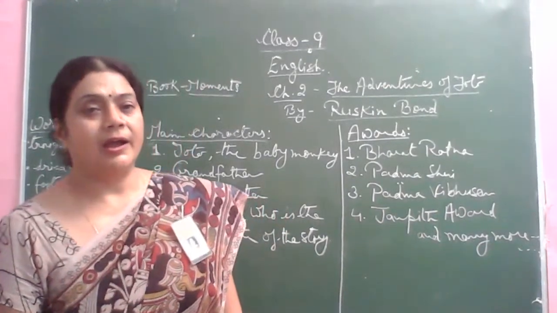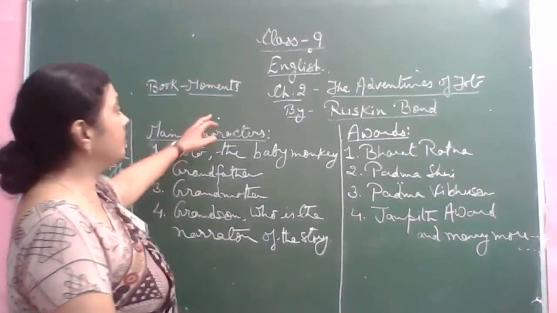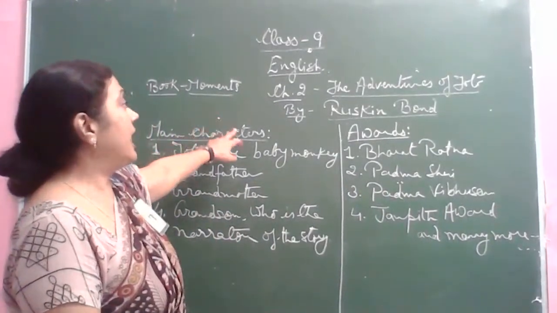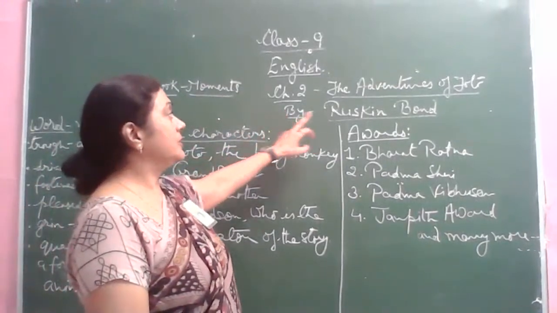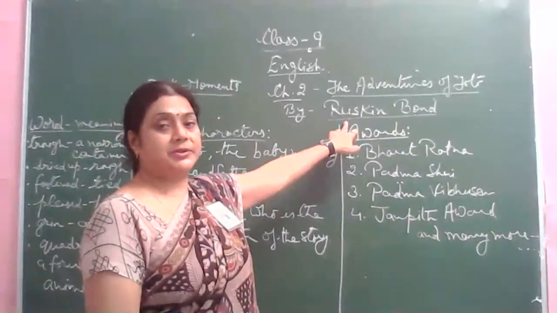Today, the lesson which I have taken is from the book Moments. And this is chapter 2, The Adventures of Toto, written by Ruskin Bond.